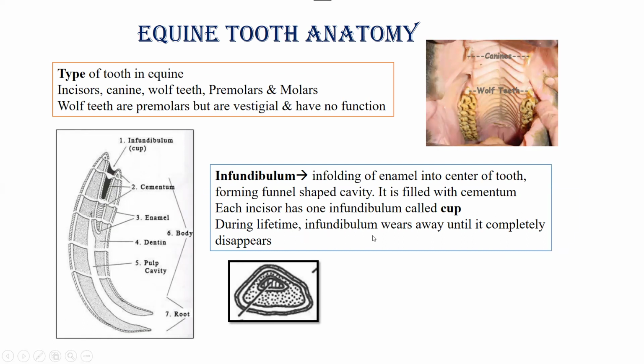During lifetime, infundibulum wears away until it completely disappears. That means that the teeth in equines grow as well as undergo wear from their chewing surfaces, because these are grinding animals. They chew grass all the time. So their upper surfaces of the tooth are always in the process of wear. So the upper surface will keep on wearing, and after some time of life, the infundibulum will disappear.